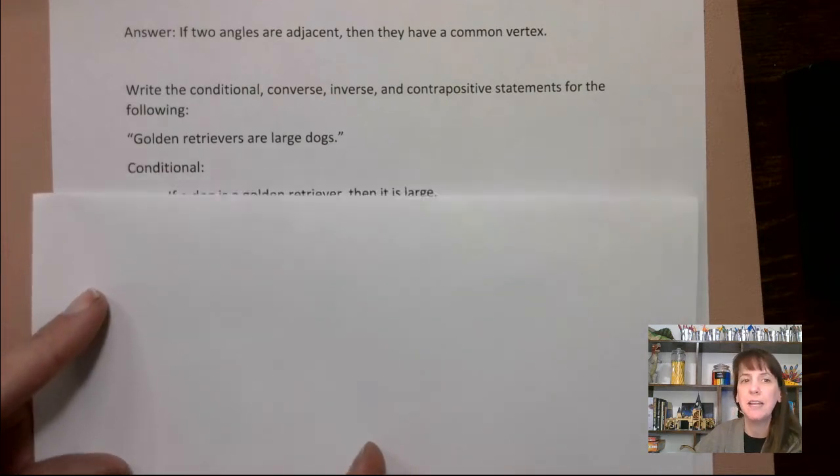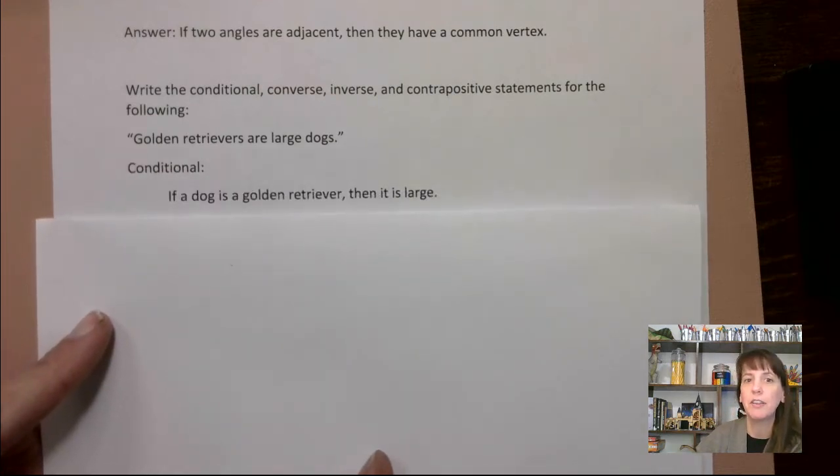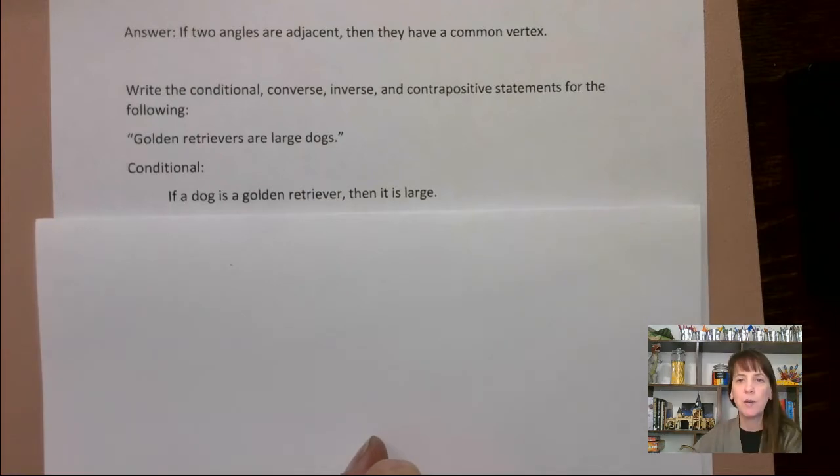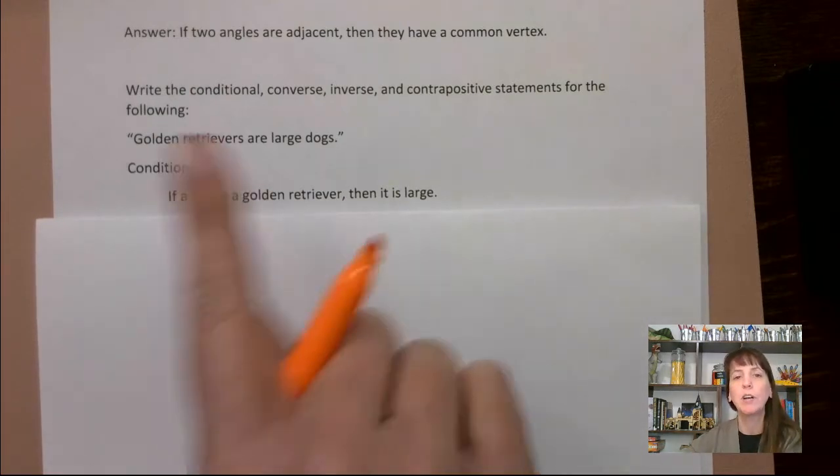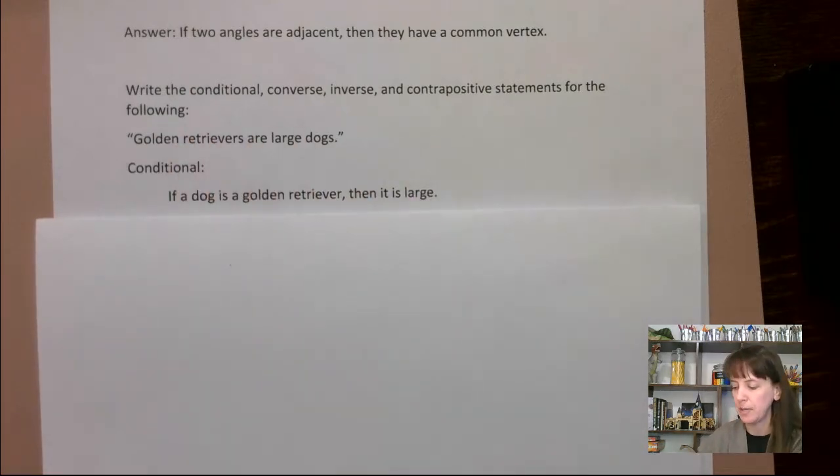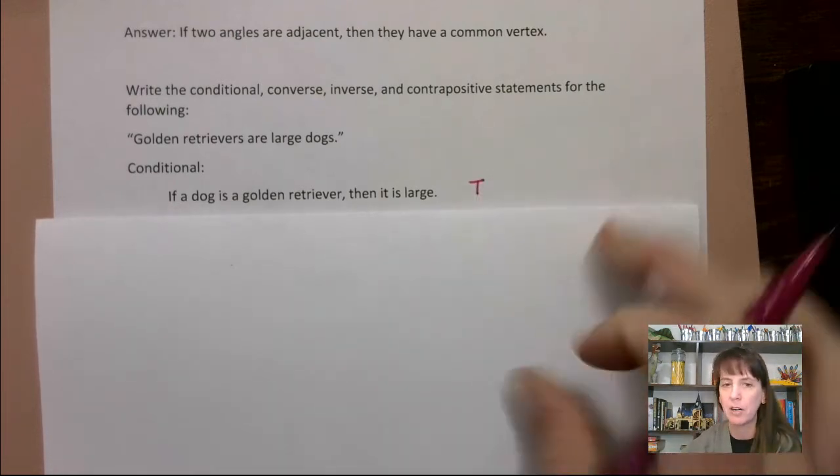Our conditional statement is, if a dog is a golden retriever, then it is large. Now, here's what I also want you to do going forward. We are going to do a truth value in this. I want you to tell me, is that true or is that false? If a dog is a golden retriever, then it is large. That's true, right? Golden retrievers are pretty large.